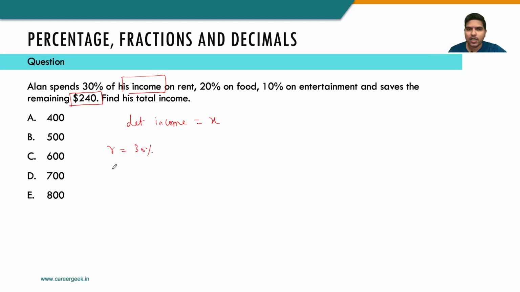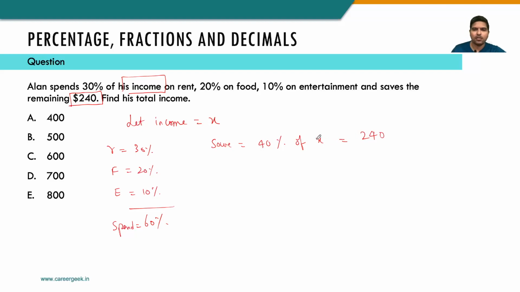The total is always 100%, right? We know that. On food, he is spending 20%. On entertainment, he is spending 10%. So how much percent has he spent? He spends 60%. So how much is he saving in terms of percent? He's saving 40% of his income, which is 40% of X. That is given as $240.